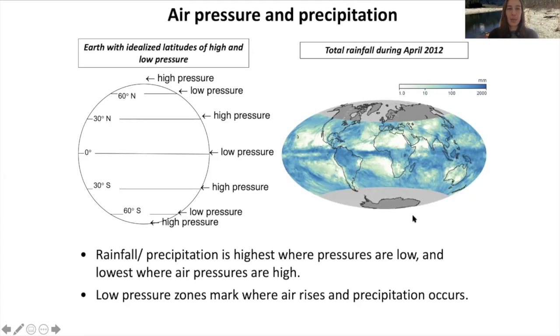The left-hand image shows the variation in high pressure and low pressure from north to south latitude. There are zones of high and low pressure alternating from the poles to the equator. Low pressure zones are areas where air is rising and precipitation occurs. So those low pressure zones line up exactly with the high rainfall areas in the map adjacent.